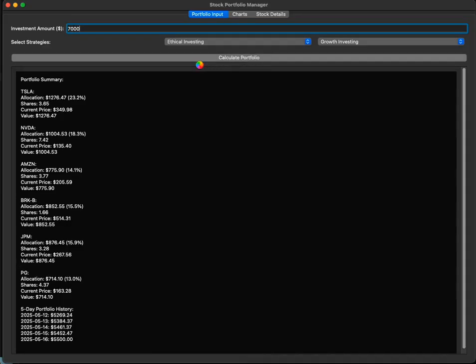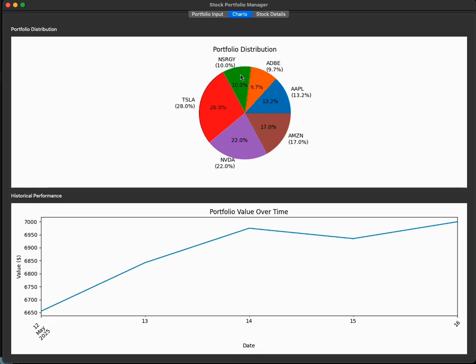Allocation logic and shares per stock, like Tesla at 5.63 shares at $349.98, were correct. The portfolio peaked on May 18th and dipped slightly after, accurately showing in the performance graph. And stock trading data confirmed volume and price accuracy for each ticker.